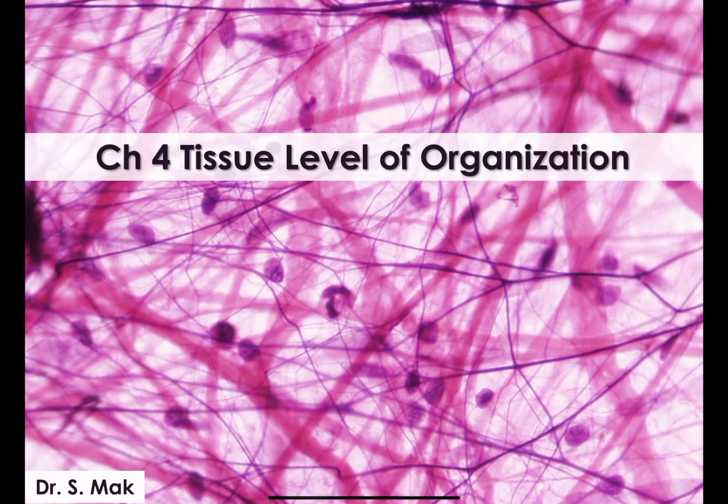Hi everyone! For Chapter 4, we will be discussing the next level in the hierarchy of structural organization, the tissues level. We already went through the first two levels, the chemical and cell levels, in the last two chapters. So now we will talk about how those cells connect with each other and what different types of tissues arise from those cells.